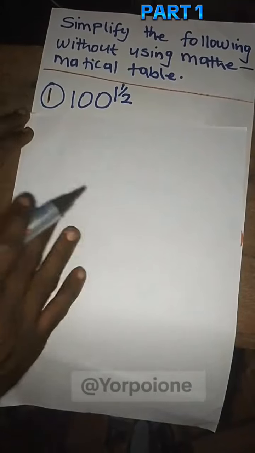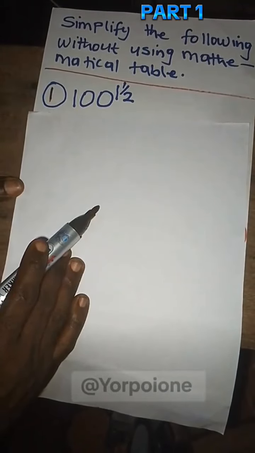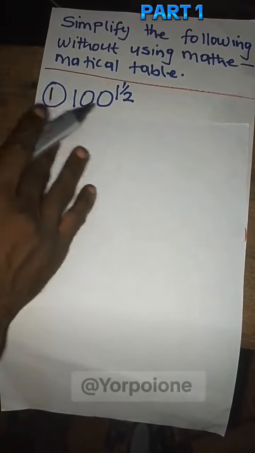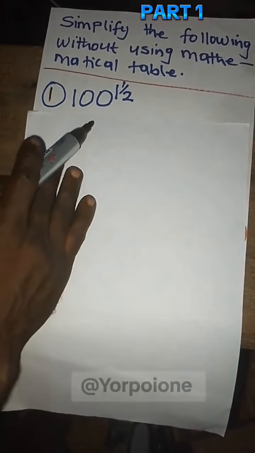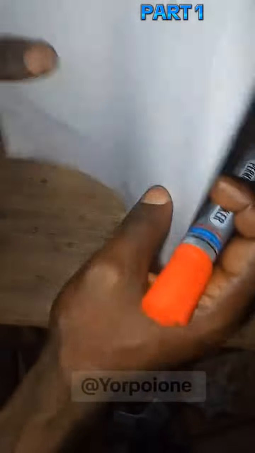We can see it says simplify the following without using mathematical table. That is, I'm going to write, we want to solve this value here. But before we start, what do we need to do? Let me just change up this paper and let's start to see how we solve this.